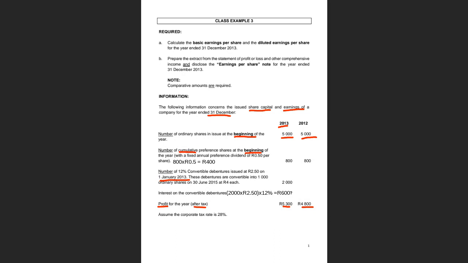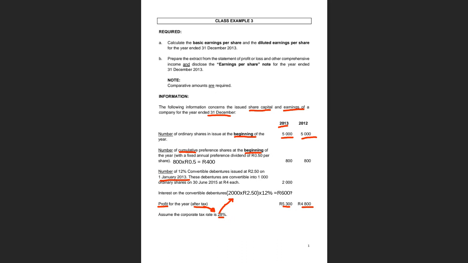And then it gives us the tax rate. Why are they giving us the tax rate when they've already taken it into account in the profit? Well, they're expecting us to use it when we are looking at interest. Remember, when we are diluting the shares, we must add back the interest to earnings because we're no more going to be paying it, right? And we can only add back the after-tax effect because we are also no more going to be able to claim that interest as an expense.